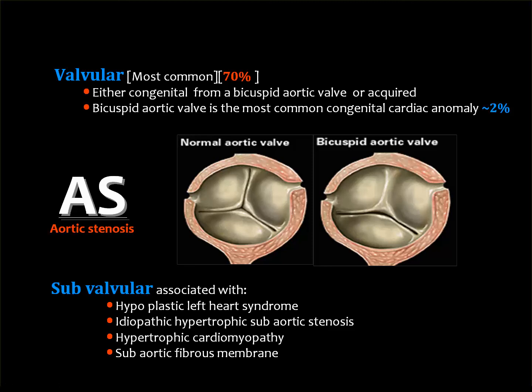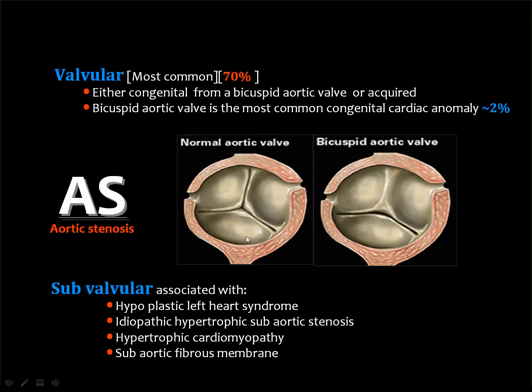Then we come to aortic stenosis, which is divided into three types: stenosis at the level of the valve, stenosis below the site of the valve, and stenosis above the valve. Stenosis at the site of the valve is the most common, and it is usually associated with bicuspid aortic valve, which may be congenital or acquired. Bicuspid aortic valve is the most common congenital cardiac anomaly, present in about 2% of the cases.